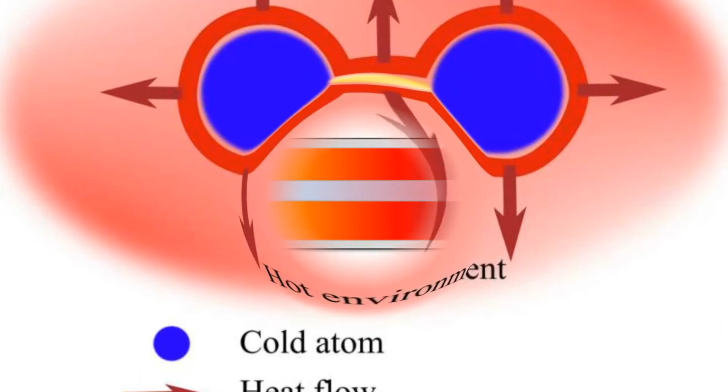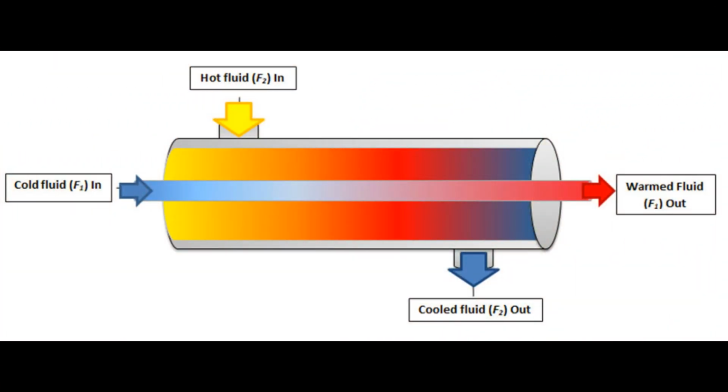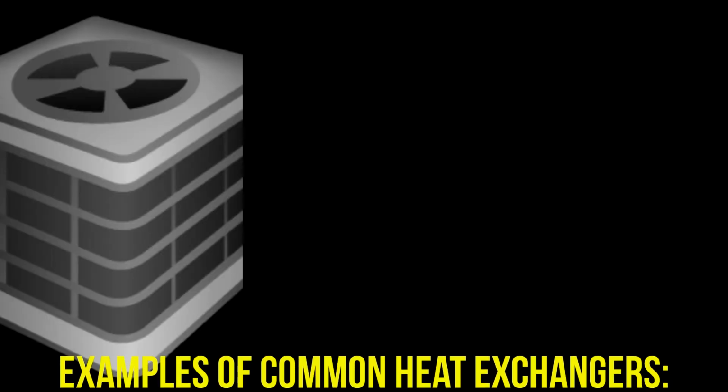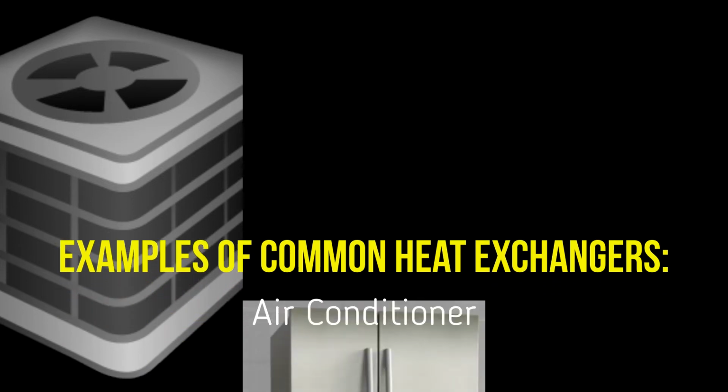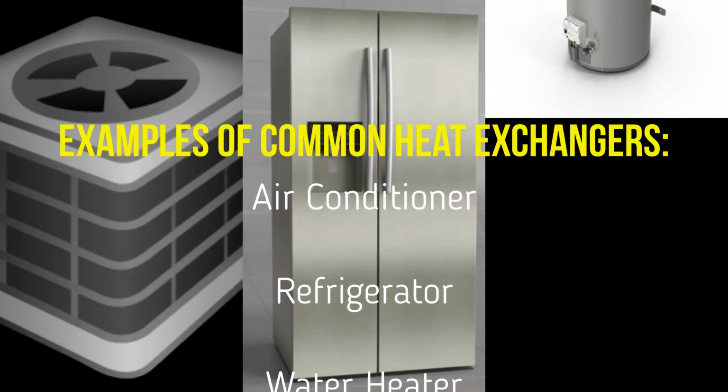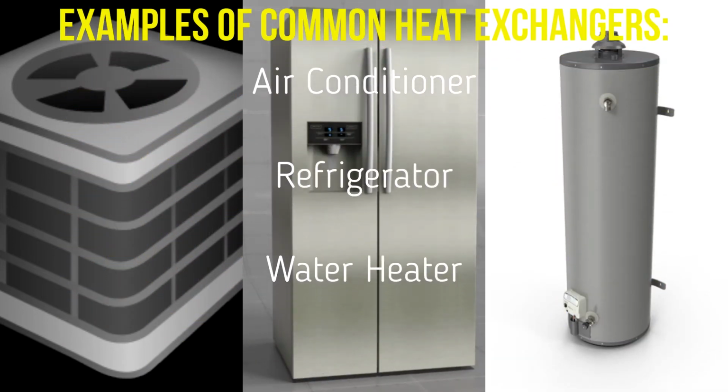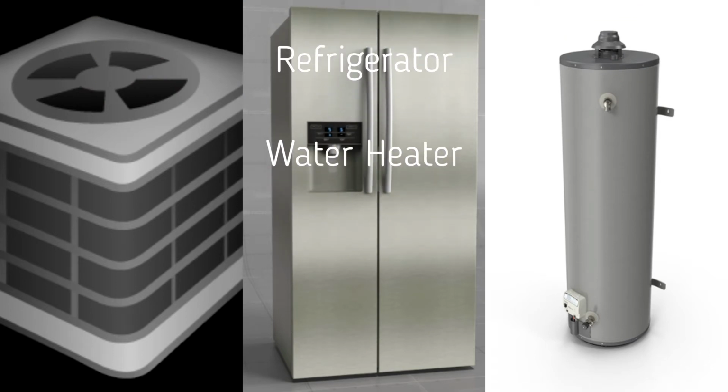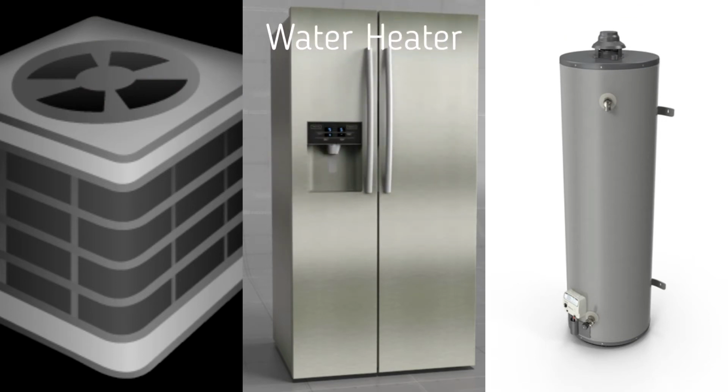Now, if we look at certain items in our house that we use, we know heat exchangers all the time. Here's a good example of a really common type of heat exchanger: hot cooling down cold liquids. And if you live in a home, you probably have an air conditioner, a refrigerator, or a water heater. These are all examples of man-made heat exchangers.